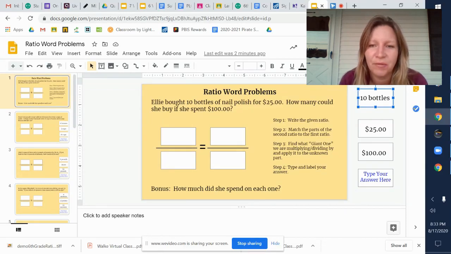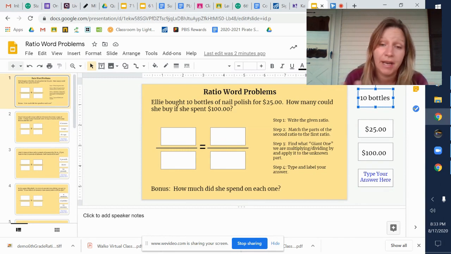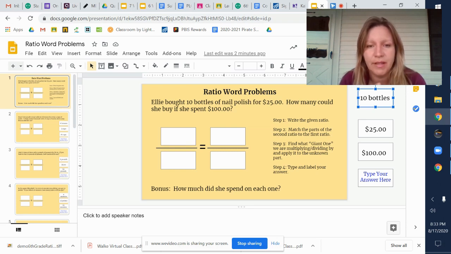Today we're going to talk about ratio word problems. You guys have been talking about how to write ratios 3 different ways. I give you a relationship and then you write a ratio as a fraction, using the word "to" or using a colon. Today we're really going to focus on using that fraction. So let's look at the first word problem.